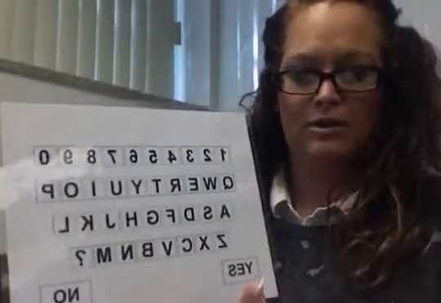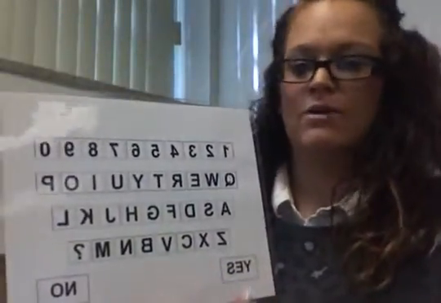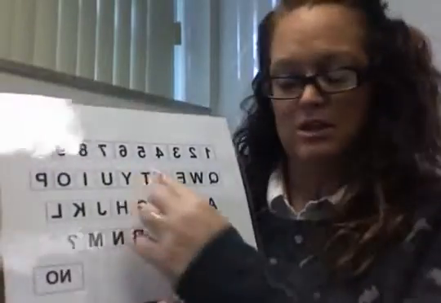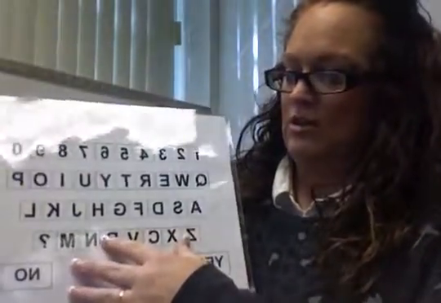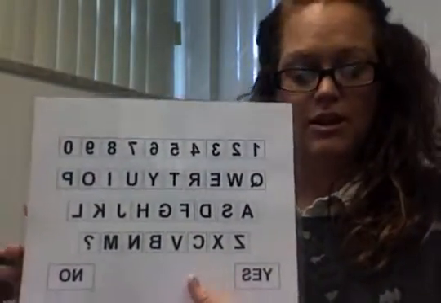They could write different stories, whatever they want to write. They could have a scribe next to them and they just point to the letters and the scribe can type for them. So even though it's just such a simple board, there's so much that can be done with the alphabet board.